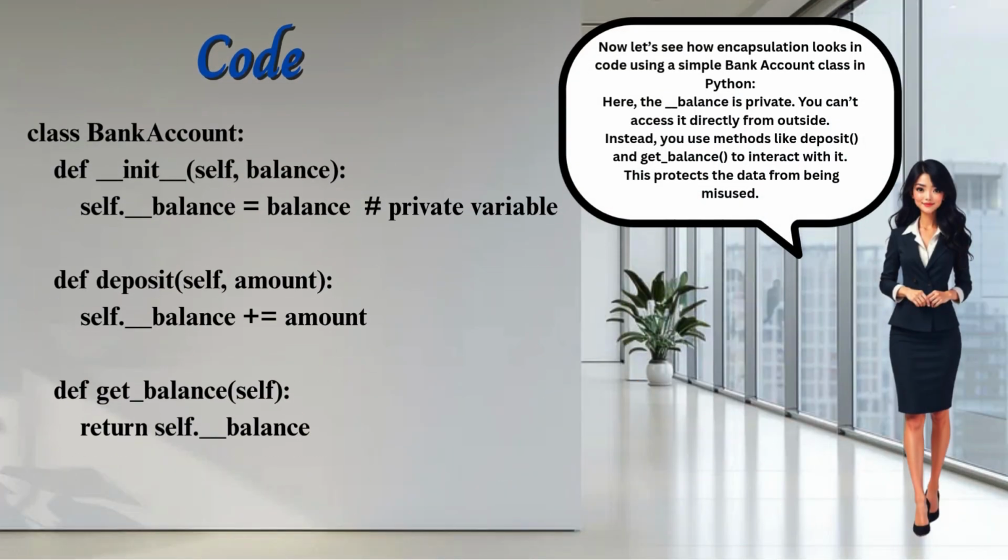Now, let's see how encapsulation looks in code using a simple bank account class in Python. Here, the balance is private. You can't access it directly from outside. Instead, you use methods like deposit and getBalance to interact with it. This protects the data from being misused.